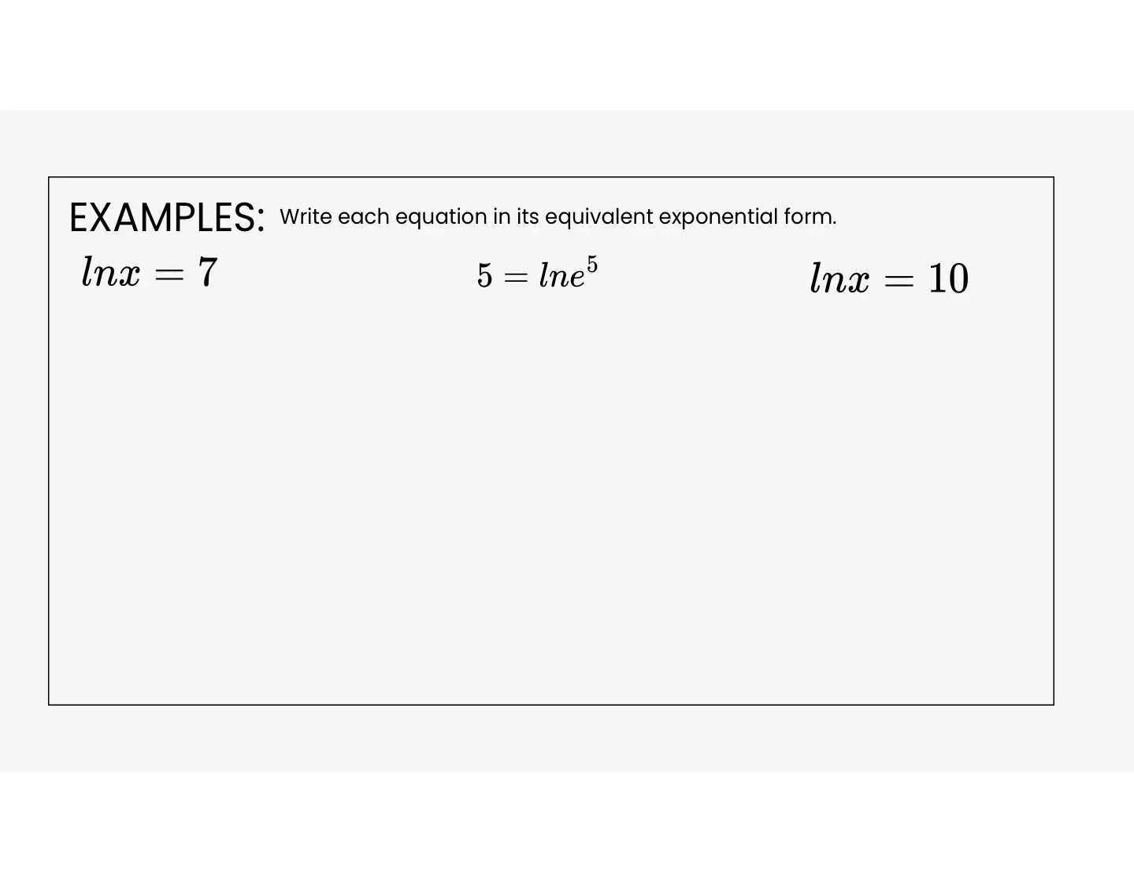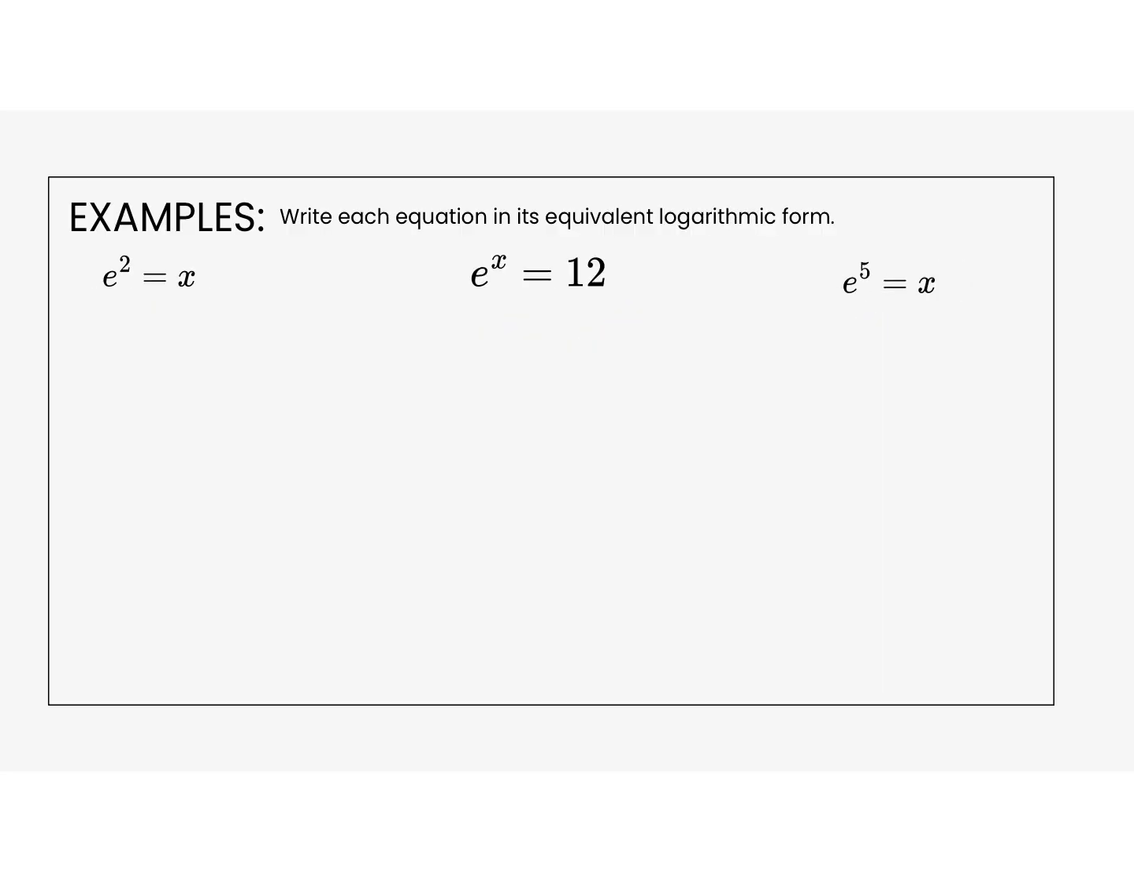All right, so we're just going to do some practice. We're going to write each equation into its exponential form. So again, with these, we're remembering anytime we see ln, it's natural log. That means the base is e. So this first one, ln of x equals 7, that would just be e to the 7th equals x. Second one, 5 equals ln of e to the 5th. So that would be e to the 5th equals e to the 5th. And then last one, ln of x equals 10. So that would be e to the 10th equals x.